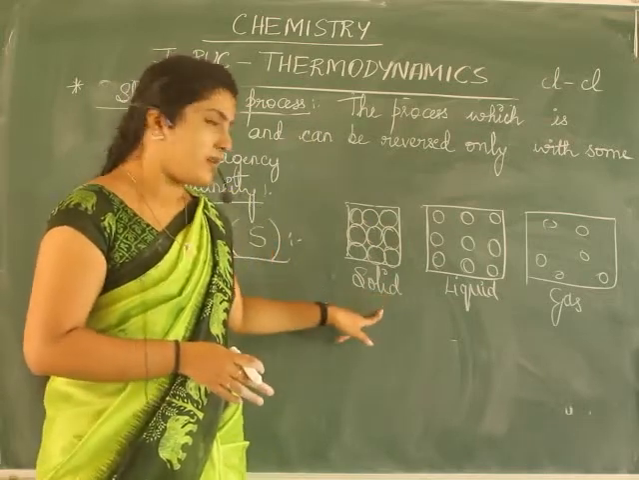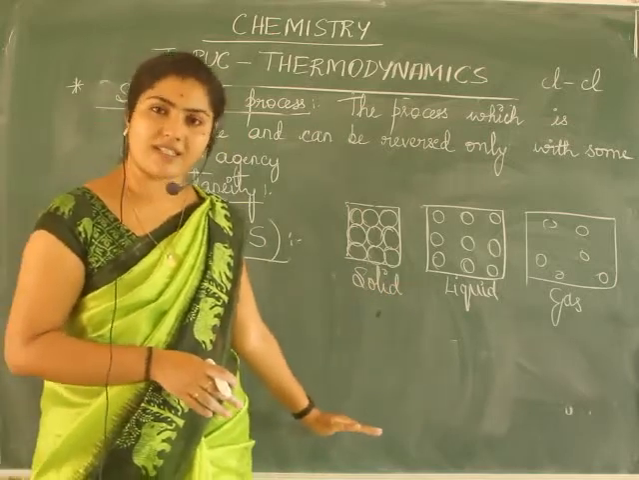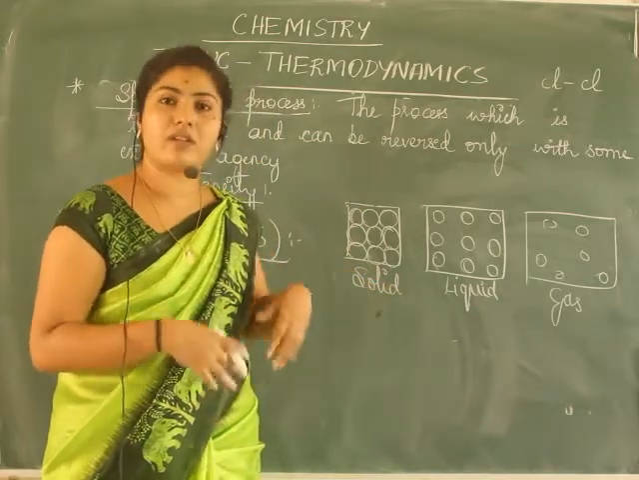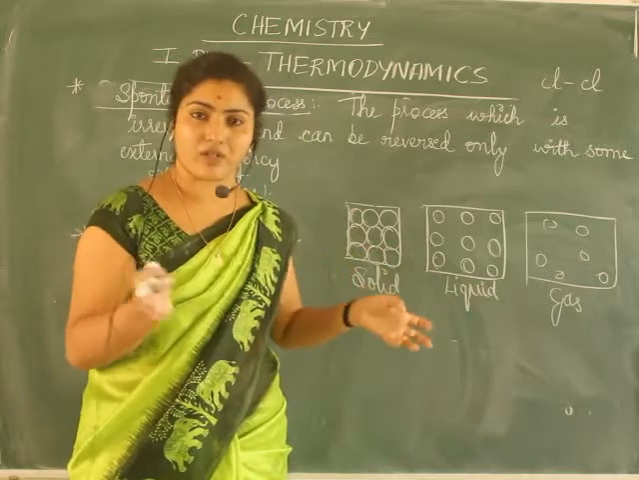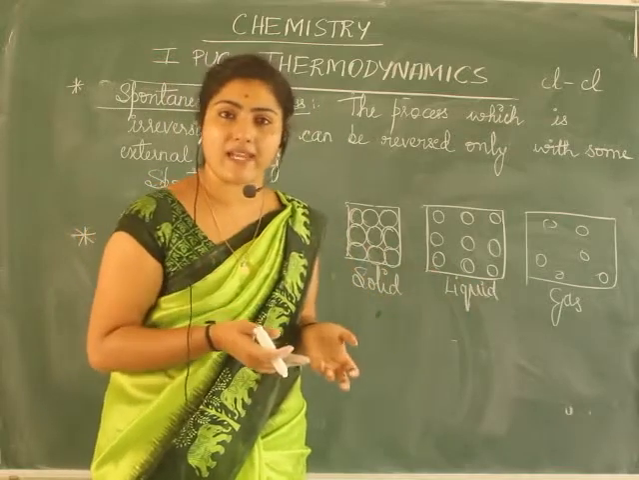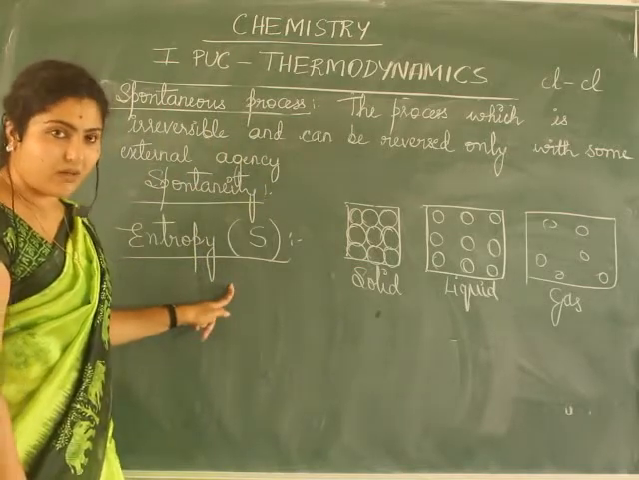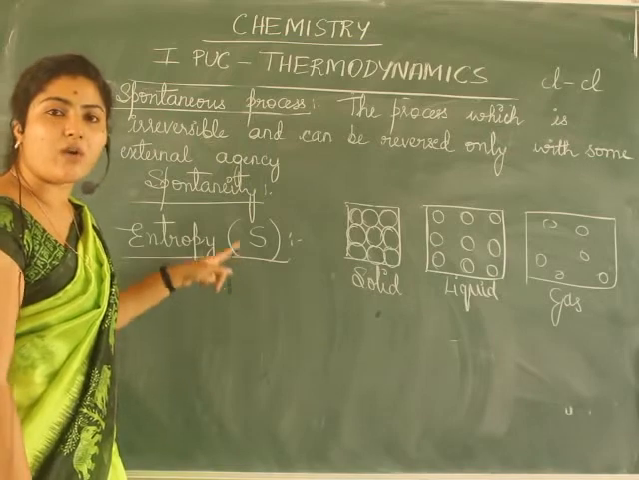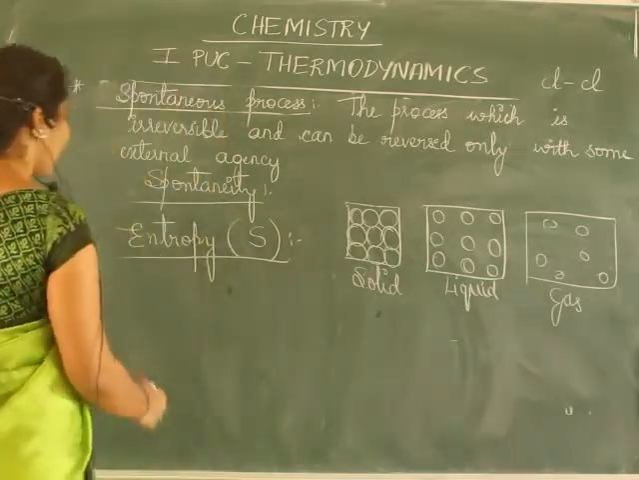So in a solid system, the disorderness is less, so entropy is less. In liquids, disorderness is more, so entropy is also more. In gases, disorderness is too much, so entropy is very high in case of gases. So entropy is the measure of degree of disorderness or randomness in the system. Write the definition for entropy.